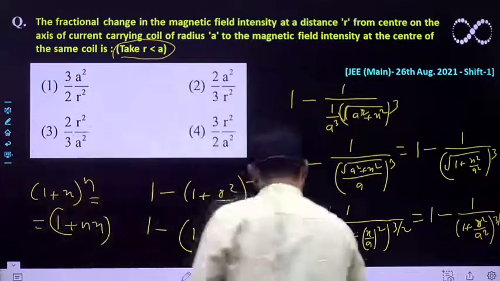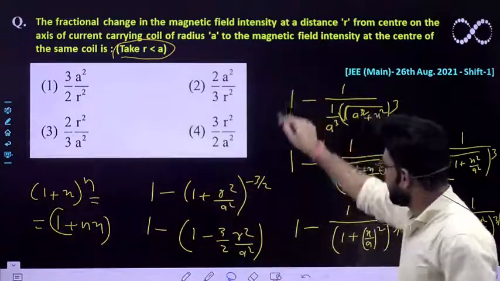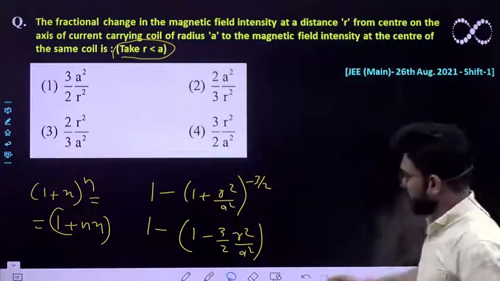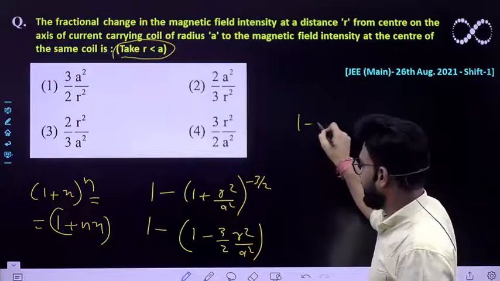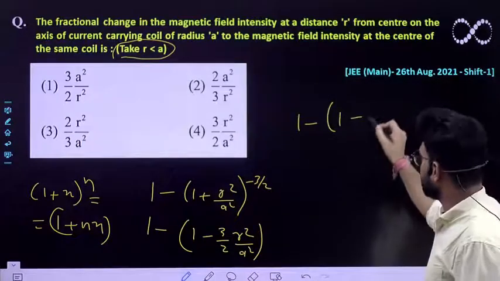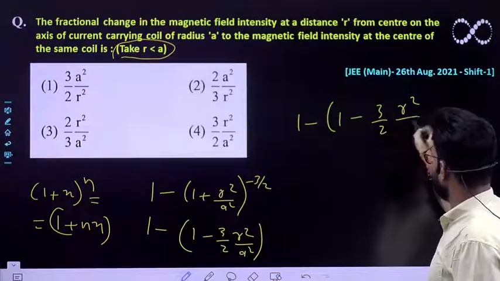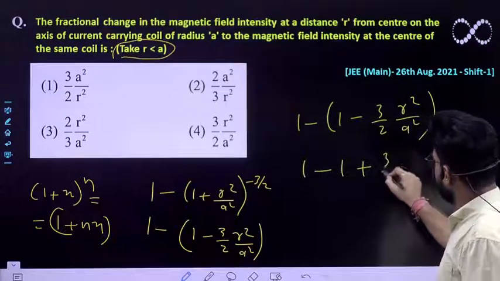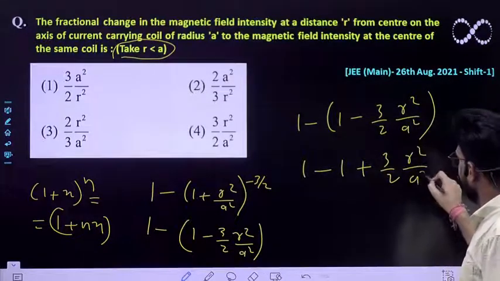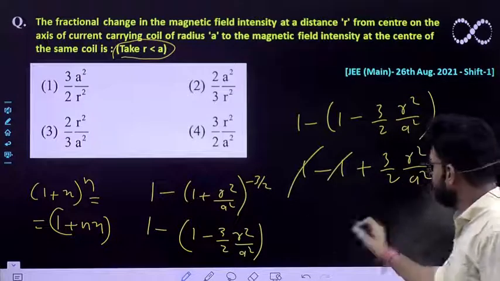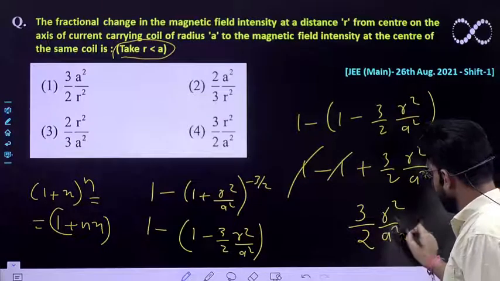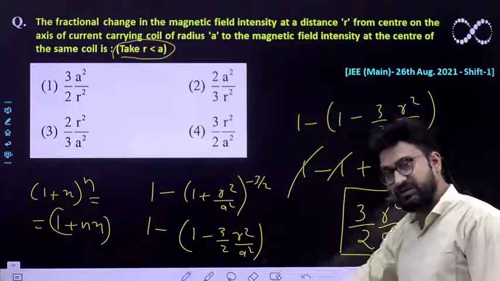So again we'll be solving it. It is somewhat lengthier. 1 minus, 1 minus 3 by 2 r square by a square, that is 1 minus 1 plus 3 by 2 r square by a square. So 1 and 1 can easily cancel out. You'll be getting 3 by 2 r square by a square. So this is the final answer that we have got.